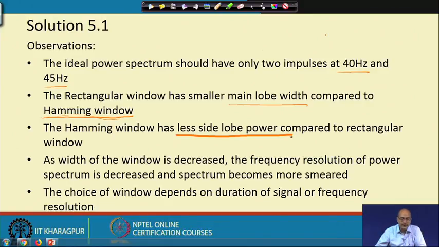In this case, next, what we note is that as the width of the window is decreased, the frequency resolution of the power spectrum is decreased. The spectrum becomes more smeared. Okay. The choice of window depends on the duration of the signal or the frequency resolution. Okay. Now, which window would be better in what case? That depends on what is the duration of the signal and how closely spaced these frequencies are. Okay. So, that is the thing we learned from the first experiment. Thank you.